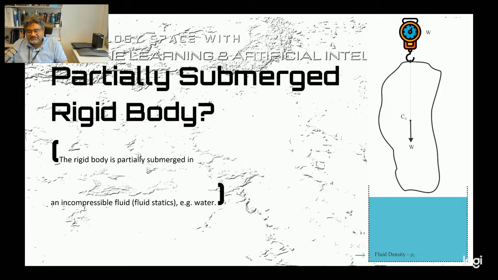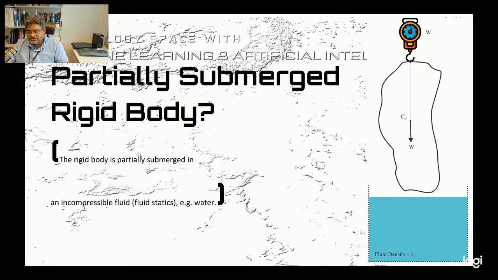We made several assumptions with respect to the fluid. So here we are assuming incompressible fluid in static conditions. For example, water can be an approximation for such type of fluid. And the fluid density is defined as rho F in this figure. And you may have noted the boundaries of that fluid tank are represented by dashed lines. So that means this is a larger tank compared to its boundaries.